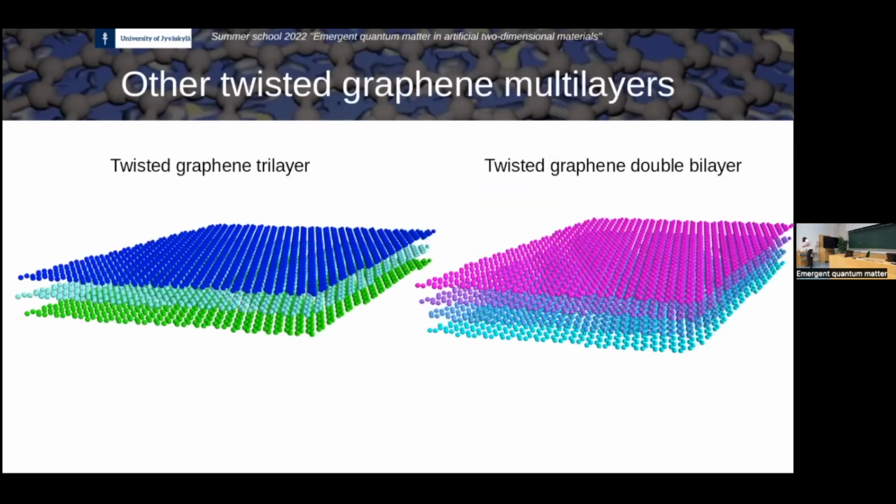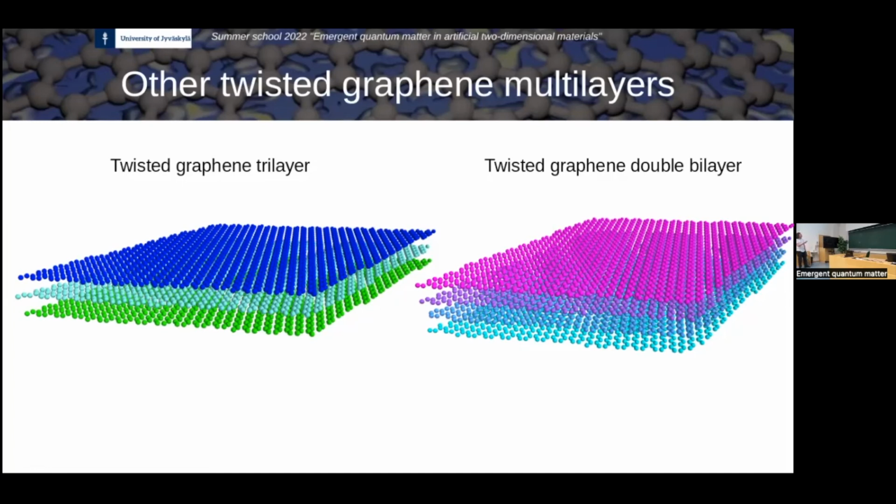So in the last 2 minutes, let me tell you about other twisted graphene multilayers. The basic idea is that apart from twisted bilayer graphene, you can of course put as many layers on top of another as you want. And in principle, the limit to this is just your imagination and of course time. But among the many different twisted graphene multilayers that you can have, let me just mention two of them. One is twisted graphene trilayer, and the other is twisted graphene double bilayer.